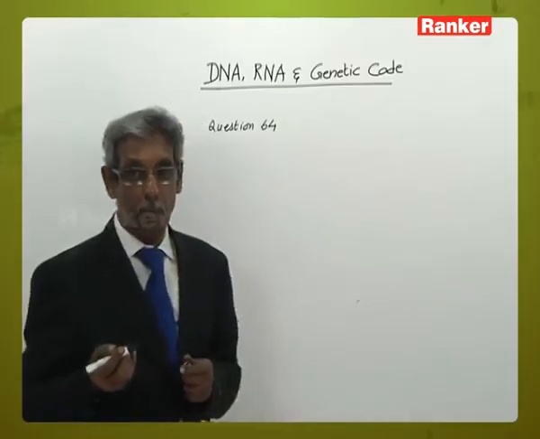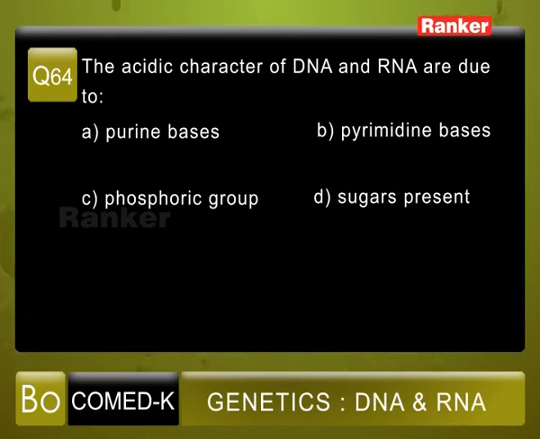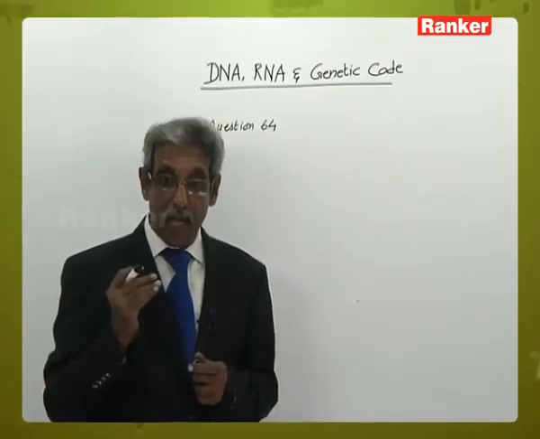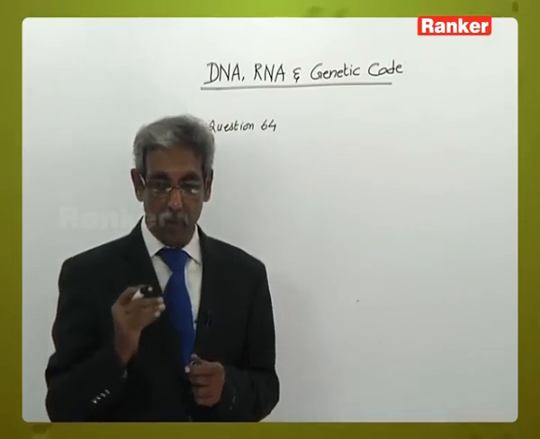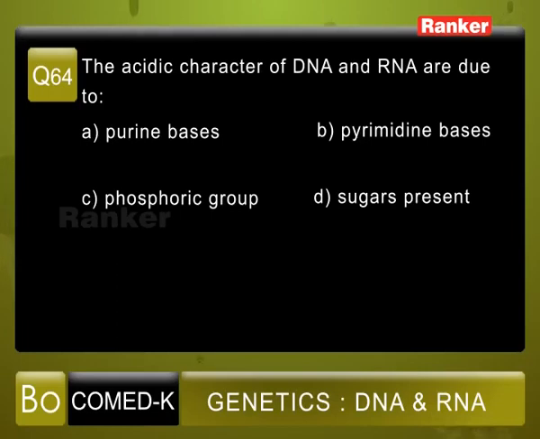Question number 64. The acidic character of the DNA and RNA. Why are DNA and RNA acidic? Is it due to the presence of purine bases, pyrimidine bases, phosphoric groups, or sugars? It is predominantly due to the presence of the phosphoric acid. The phosphoric group makes DNA and RNA acidic in nature. Hence, the right choice is C.